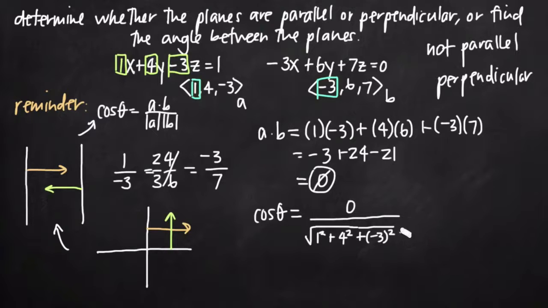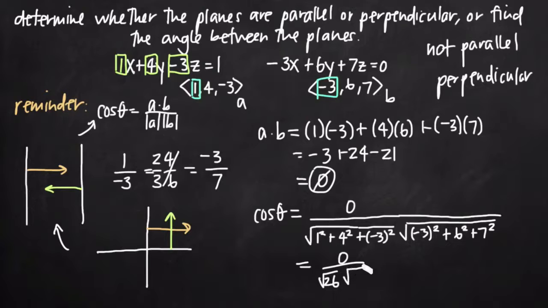Then I want to multiply that by the length of B. So again, I take -3 squared plus 6 squared plus 7 squared, like this. And of course, I keep it all here in the denominator. So I'd come up here with some value. In this case, I'd have 0 divided by the square root of 26 times the square root of 94. That's how those square roots simplify. And I could calculate this on my calculator.